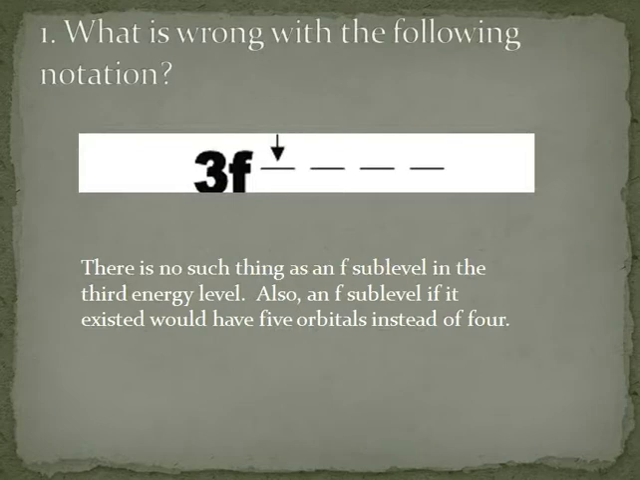In question 1, it states, what is wrong with the following notation? Alright, first of all, there's no such thing as an F sublevel in the third energy level. Also, if there was an F sublevel, it would have 5 orbitals instead of 4.